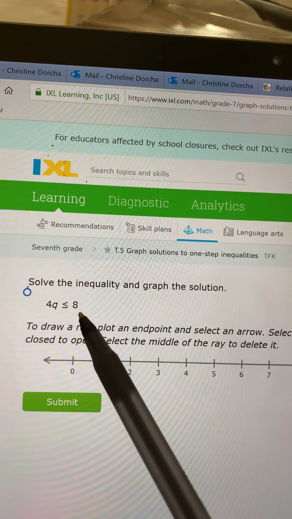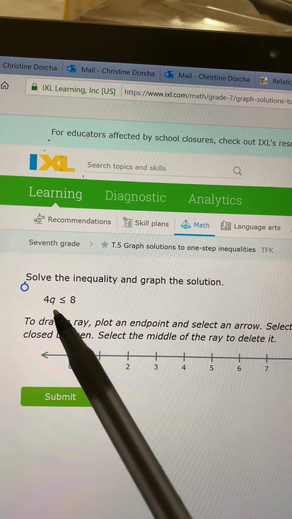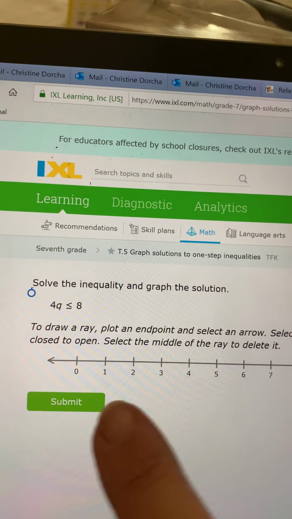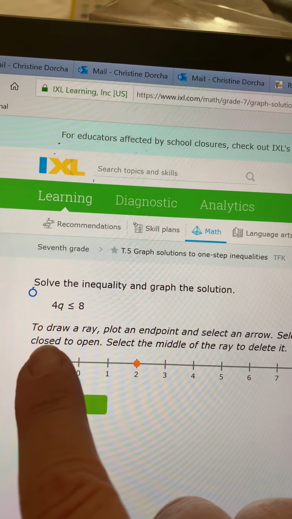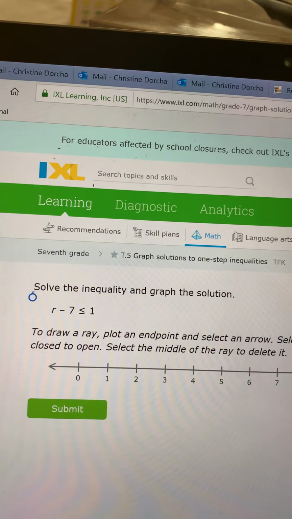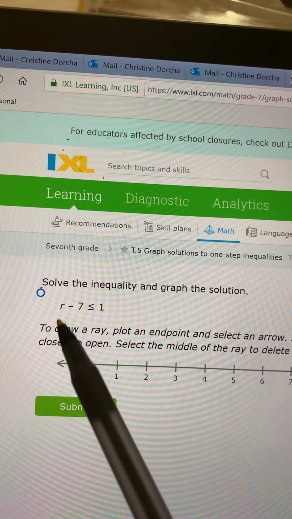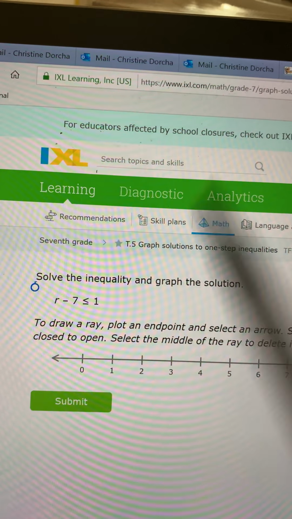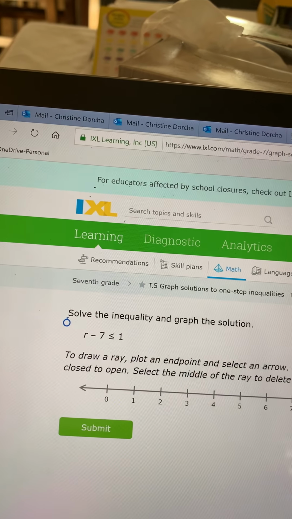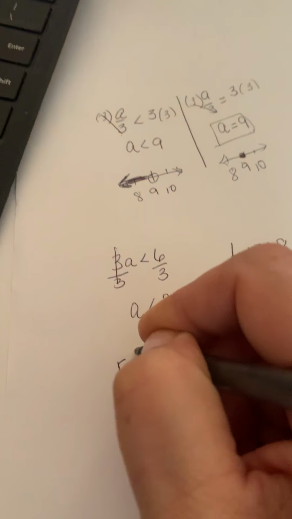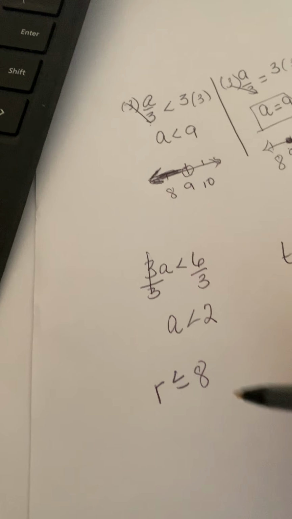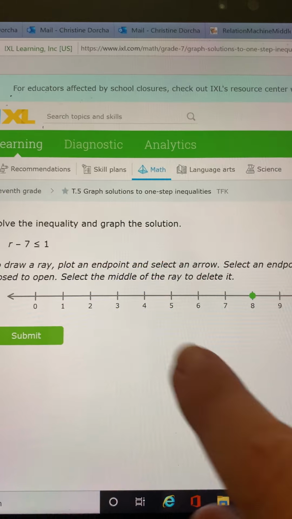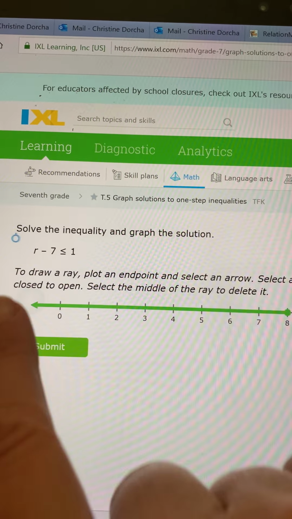So we'll divide both sides by 4, and we're going to be left with q is less than or equal to 2. So I'm going to keep that solid, and that's all numbers that are less than or equal to 2. In this case here, you can see we want to isolate the r, so we're going to add 7 to both sides. Once we do that, we'll have r, I'll show you over here, r is less than or equal to 8. So we'll have a closed circle in this one. So it's going to be at the 8, and it's all numbers that are less than, goes all the way out to here.